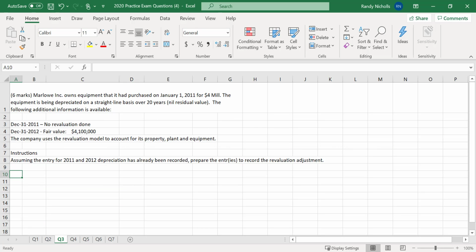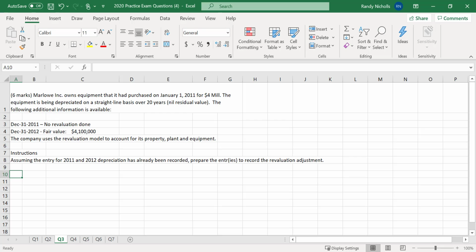Question 3. Bought some equipment Jan 1, 2011, $4 million. Straight line basis, 20 years with no residual. And we're using the revaluation model, and we revalued at the end of 2012. So assuming the entry for 2011-2012 depreciation has already been recorded, prepare the entries to record the revaluation adjustment. So again, step 1 is make sure depreciation is recorded up to the date of the revaluation. In this case, it is, so I don't need to worry about recording depreciation.